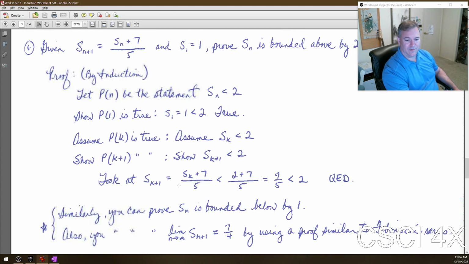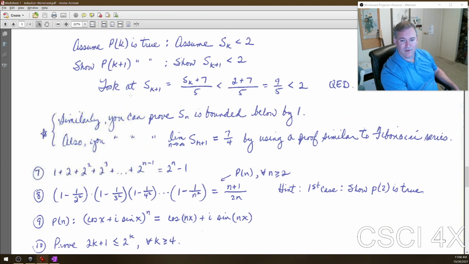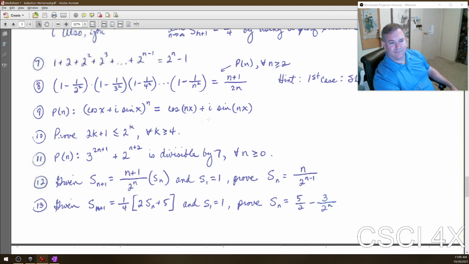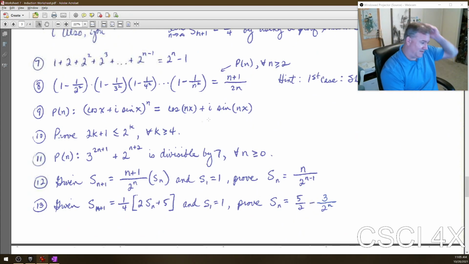Let's do a hard one. You can also prove it's bounded below by 1. Also, you can prove the limit as n goes to infinity equals 7/4 using a proof similar to the Fibonacci series. I think we all can see how that would work, so we'll just skip past that one. Did he give an answer to his own problem? No.